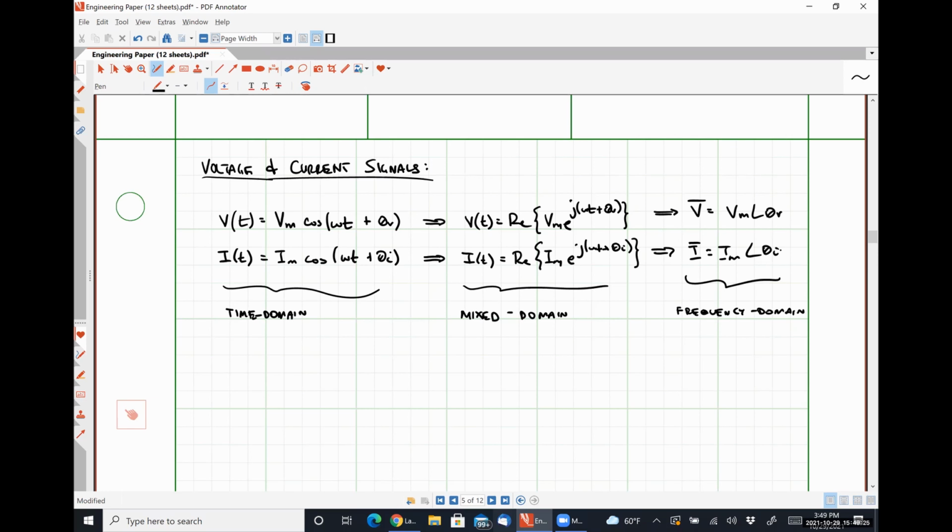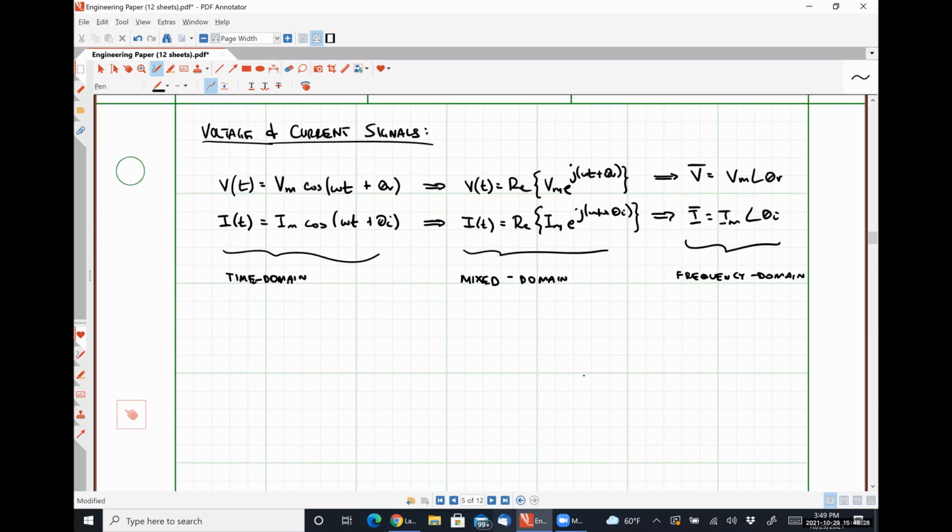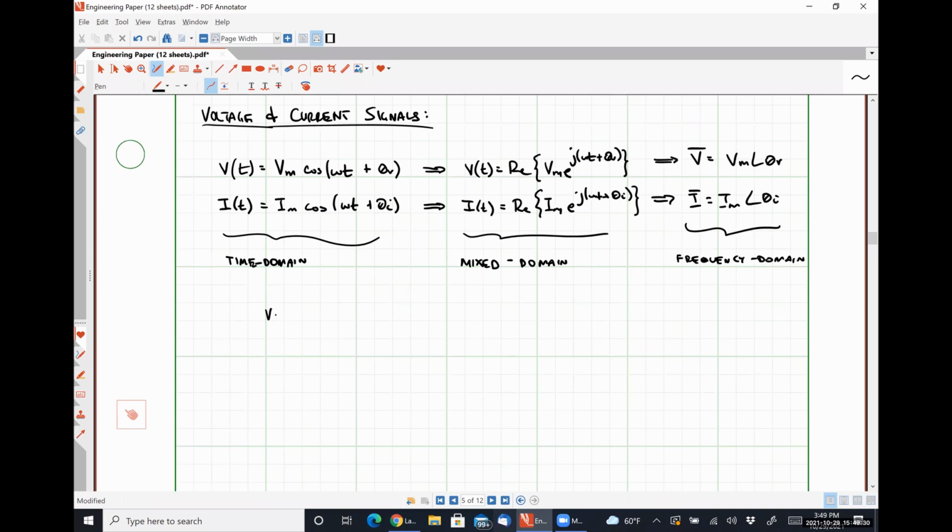So to hammer this concept home, if I have VA of t is equal to 17 cosine 3 pi t plus 11 degrees, what should the phasor domain representation be? 17 angle 11 degrees.